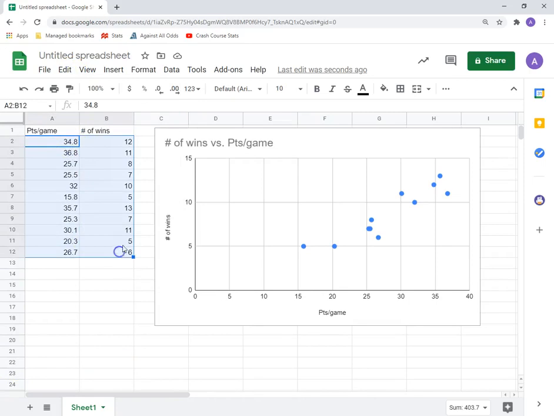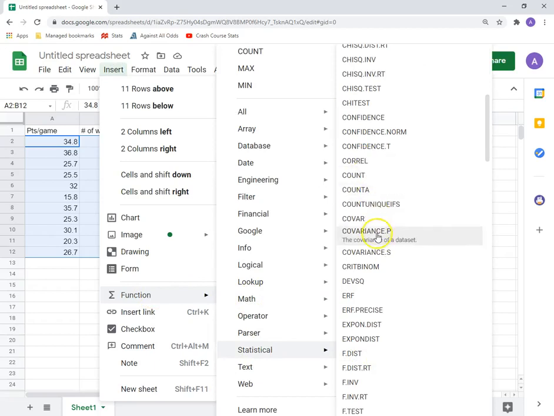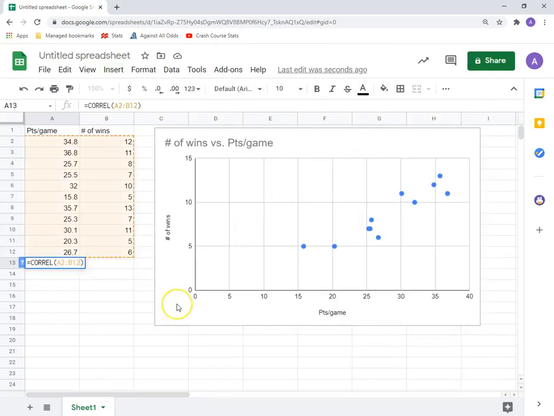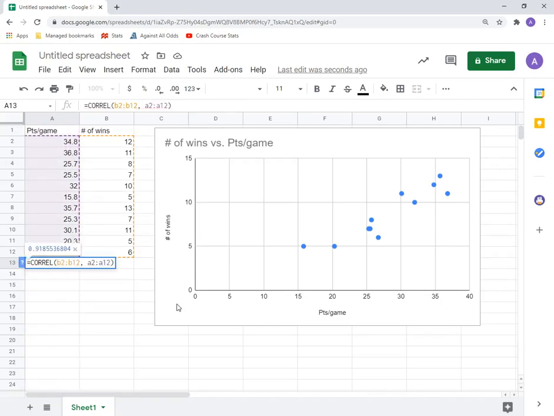So when I highlight my data, then I go Insert, Function, Statistical, where is it? Correlation. We're going from B2 to B12, and then A2 to A12. And I get 0.919 if I round. So Mississippi actually helps us have a stronger linear relationship. Are you guys okay if I switch back to my doc cam?